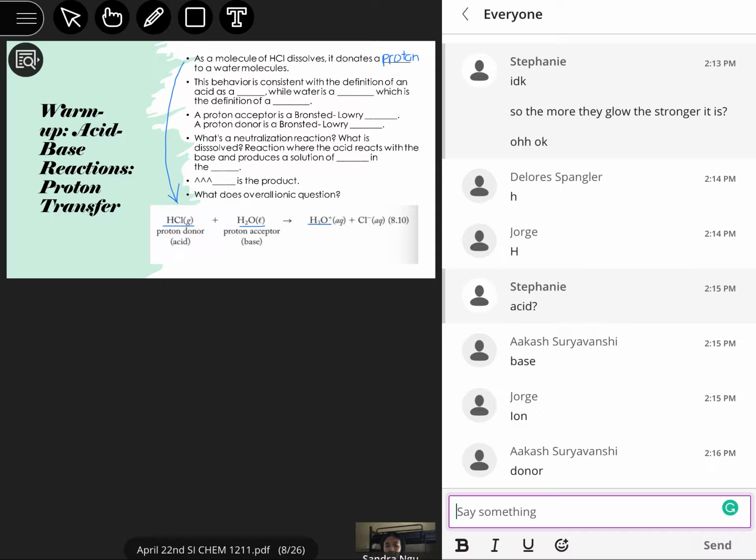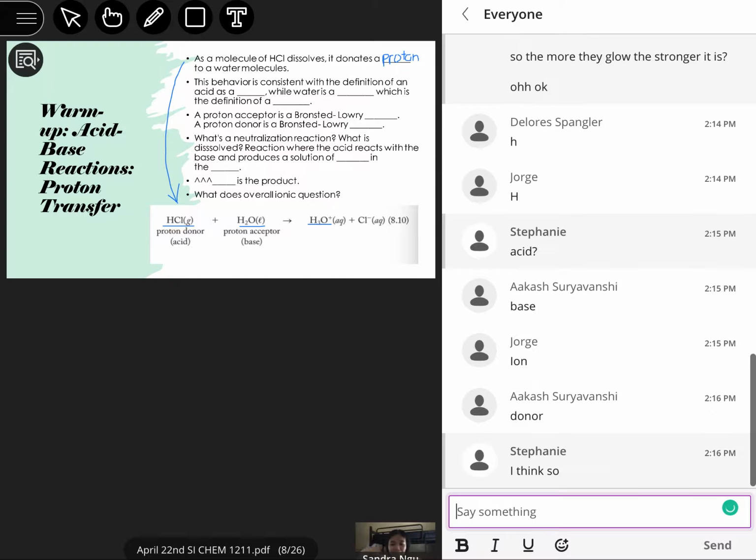Proton donor. Okay, and do we all agree with that? Proton donor. Does anyone else have any other answers? Or do you agree? If you agree, you can put a thumbs up. Do we all agree? This behavior consistent as a proton donor? Yes? No? I don't know? I just need one more person. I think so. Okay. Yes, that would be correct.